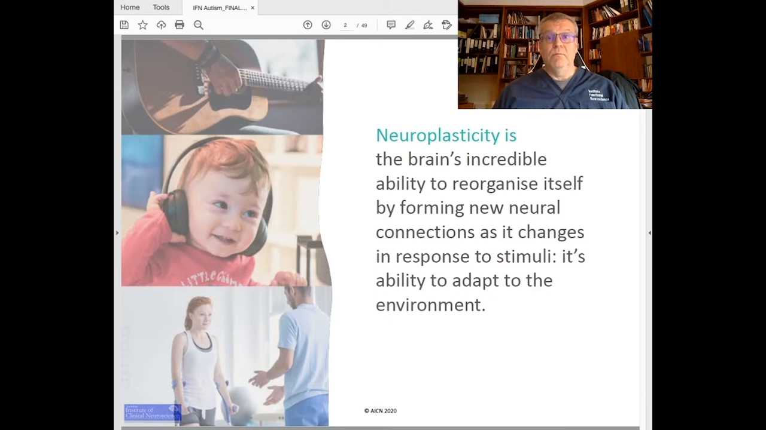Neuroplasticity is actually the innate ability of your brain to change based on the environment you find yourself in, and this has been very beneficial throughout the course of human evolution. But now we're starting to realize that we can harness this neuroplasticity in a way that we can help people. So it's your brain's response to stimulus. We can use that response to stimulus in a variety of different ways to help people, which we're going to talk about over the next slide or two.